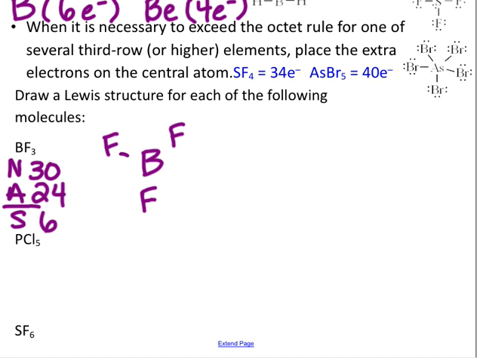So 6 electrons means we have to have 3 bonds. How many electrons do we have left? 18, right? So we're going to start passing those around. 2, 4, 6, 8, 10, 12, 14, 16. And that's good because boron is full with those 3 bonds.